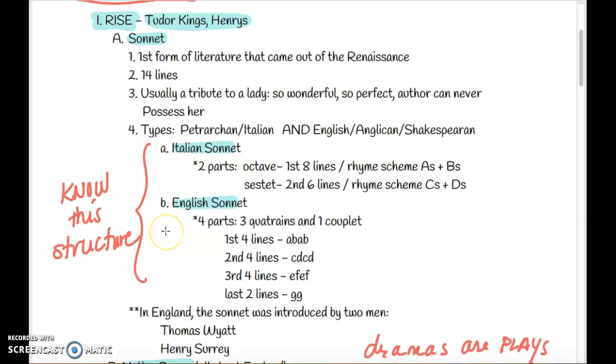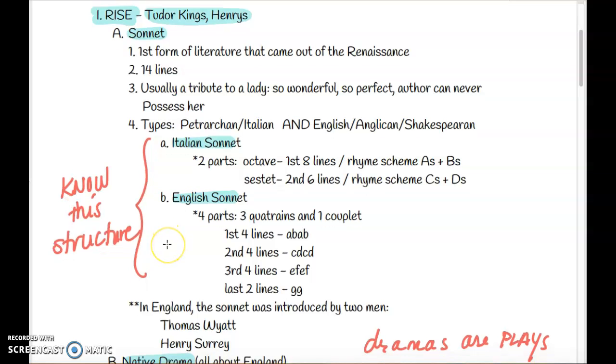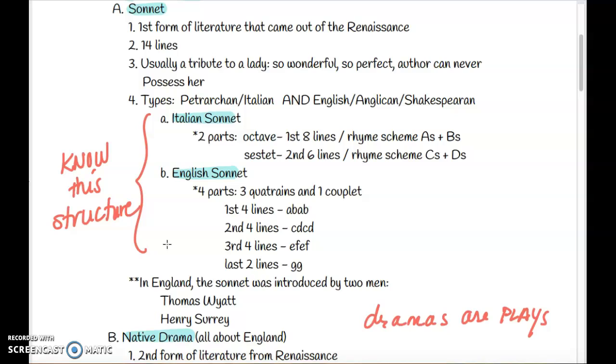Okay, the second structure is the English sonnet, the Shakespearean sonnet, and we're going to read some of these particularly, but this is built into 4-line parts. The quatrain, it has 3 quatrains and 1 couplet. Again, because it's a sonnet, it needs to add up to 14 lines. When we're looking at the English sonnet, if we take it quatrain by quatrain, again with the rhyme scheme, the first 4 lines are A, B, A, B rhyme scheme. The second 4 lines go into C, D, C, D rhyme scheme. Third quatrain is E, F, E, F. And then, of course, the couplet rhymes with each other, being both G rhymes.